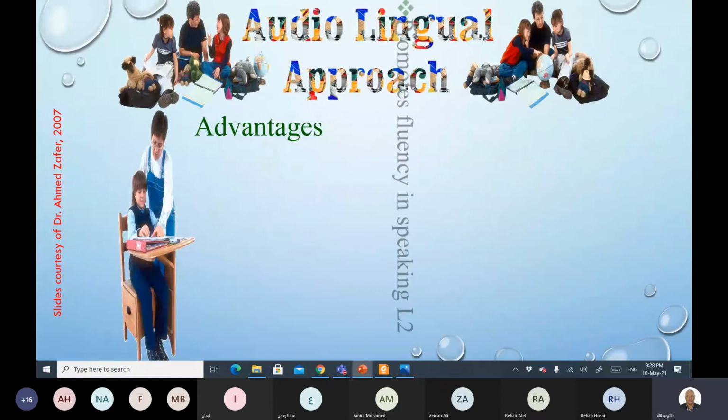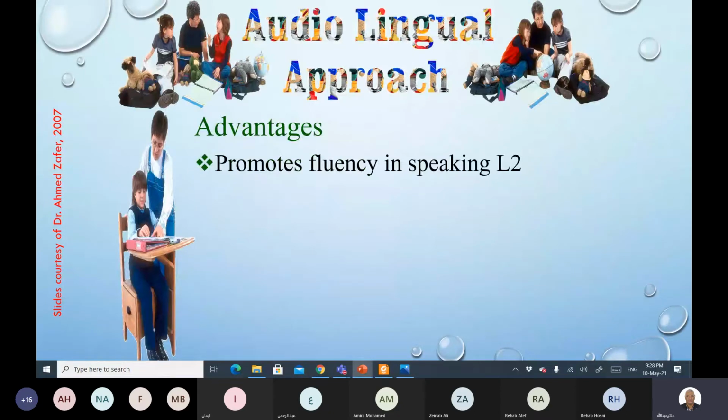The advantages start by it promotes fluency in speaking the second language, because if students will have the accuracy in the pronunciation and they make the memorization of the dialogue, then they can carry out the dialogue in different situations very fluently without thinking. They will just question and answer without thinking, because they have memorized the dialogue and they have perfected its pronunciation.